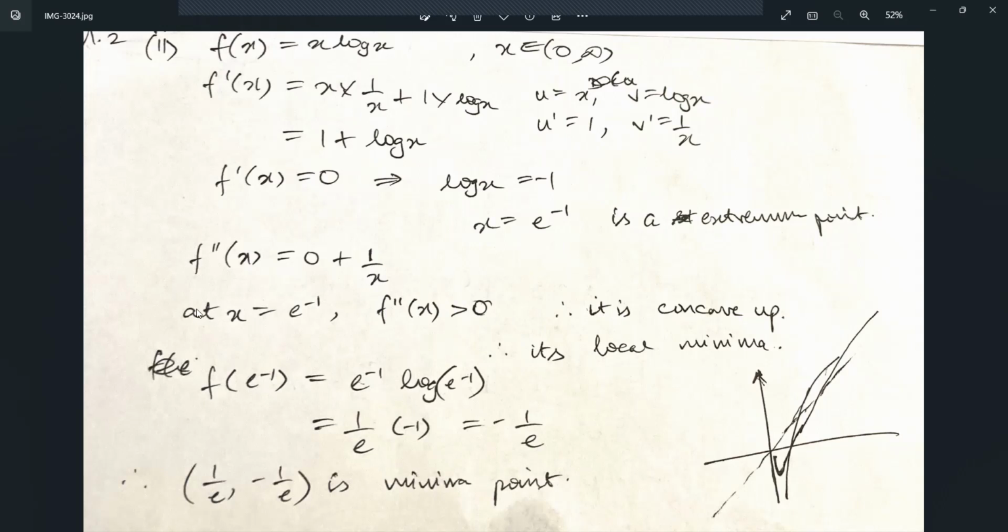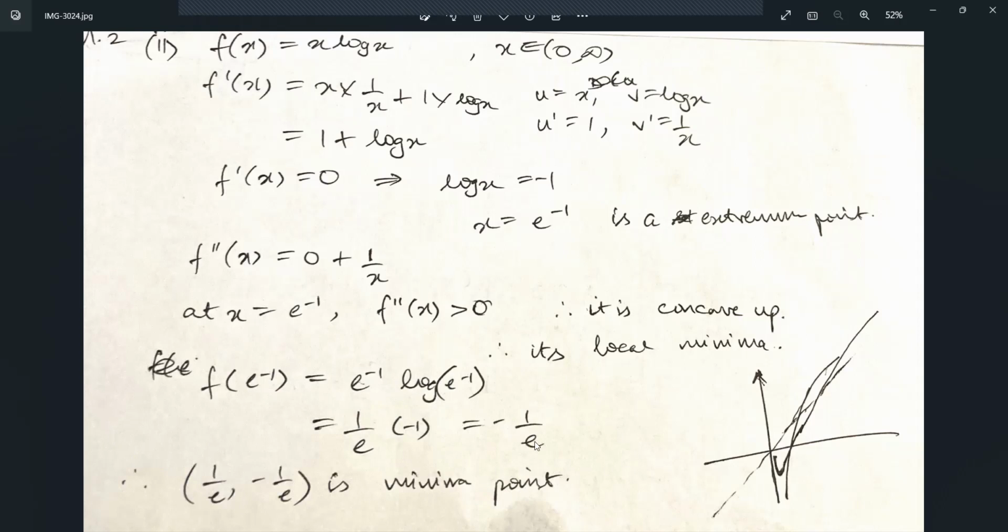Now to find the y-axis value, I write f of e power -1. So what I get is e power -1 times log of e power -1. By the property of logarithms, we take out -1, and log of e to the base e is 1. So we have 1 by e into -1, and I get -1 by e. So the minima point is (1/e, -1/e).